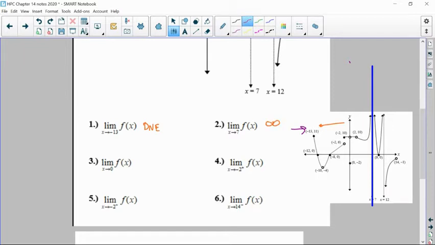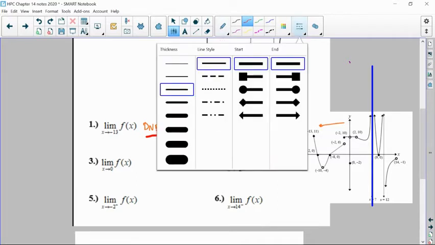Now, a note: does not exist and infinity are different concepts. Does not exist means the left side doesn't match the right. Actually, I should even correct myself. It just means the left does not match the right, because at x equals 7, nothing's defined, but it's the behavior on both sides. The left side and the right side behave the same way. That's why I can say that's infinity.